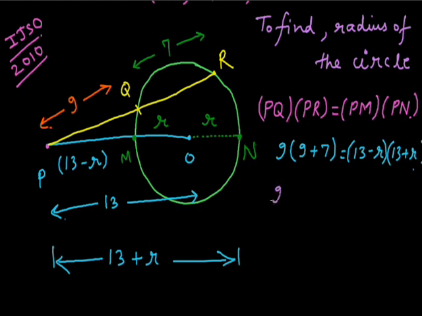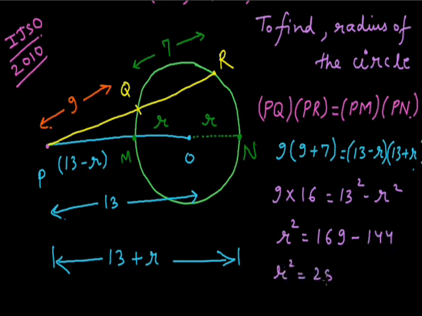Let's solve it out. So from here you will get 9 into 16 equals to, this is A minus B into A plus B, that is 13 square minus R square. So what is the value of R square from here? 13 square, that is 169, minus 16 into 9, which is 144. So R square comes out to be 25 and R comes out to be 5, and hence the answer. So what is the radius of the circle? The radius is equal to 5.